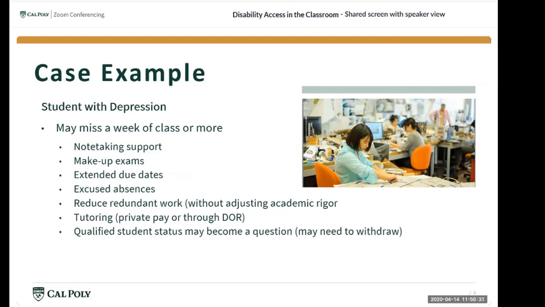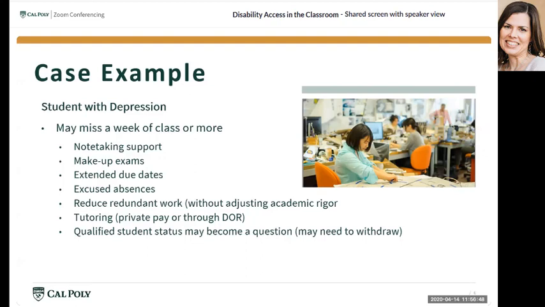Okay, and then we got a couple more questions. I think I can answer at least some of these. So there's a question about how much time instructors should be expected to give students who need accommodations, so with alternative assignments or different exams.